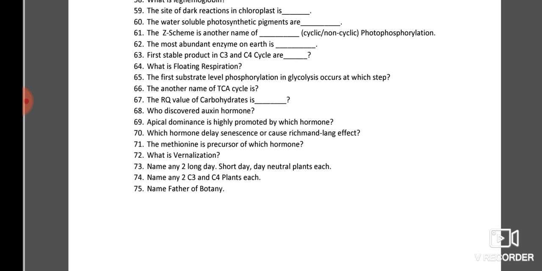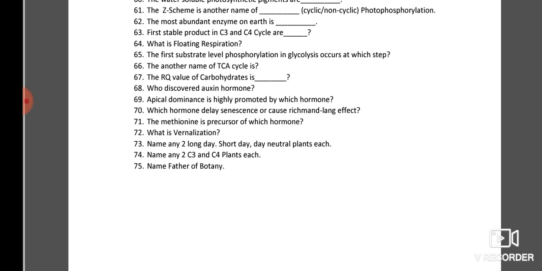Another name for the TCA cycle is tricarboxylic acid cycle. Another name is the Krebs cycle, because it was proposed by Sir Hans Krebs. It occurs after glycolysis in the matrix of the mitochondria in the cellular respiration process. The RQ value of carbohydrate is 1 because an equal amount of carbon dioxide is liberated and an equal amount of oxygen is used. Oxygen was discovered by F.W. Went. Okay, Went was the scientist who discovered it, I guess in 1928.